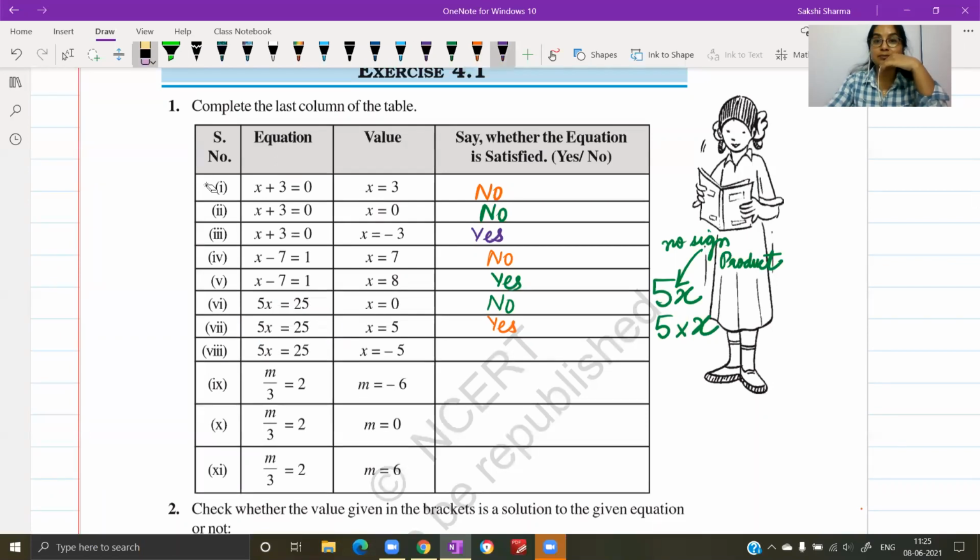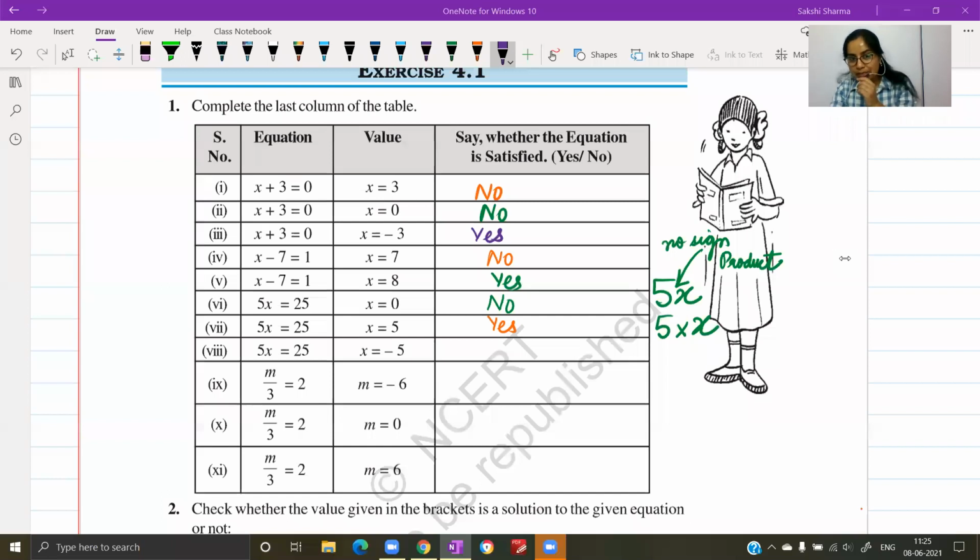Chirag? Other than that, obviously, the correct answer is x equals to 5. If we use, just a minute, if we use any other value, it will be no.